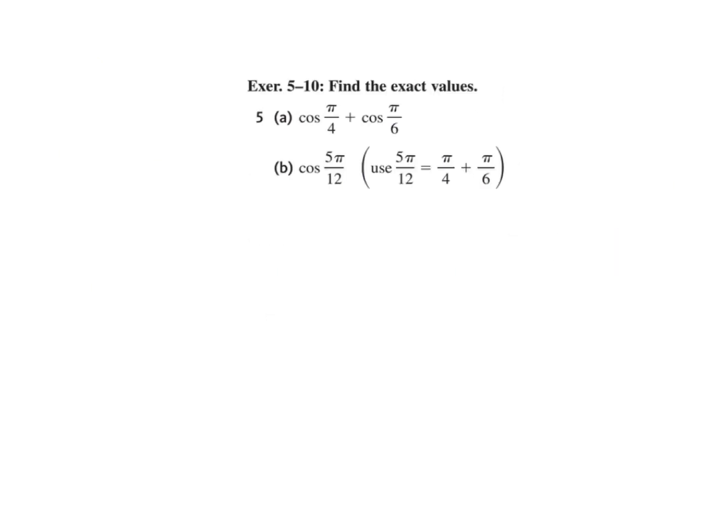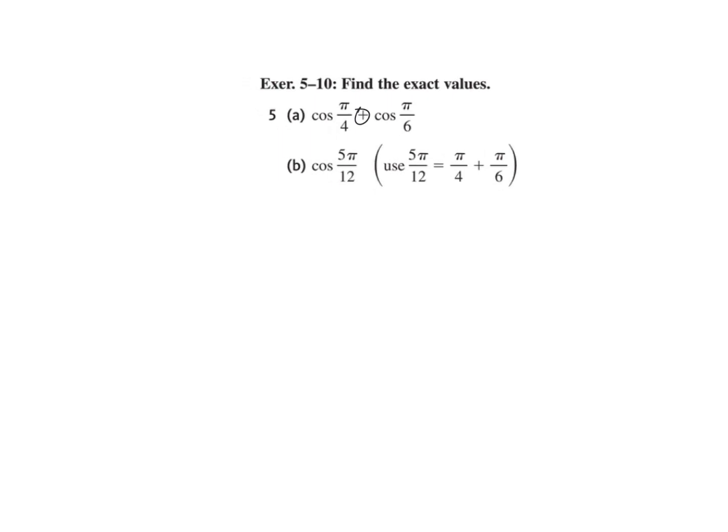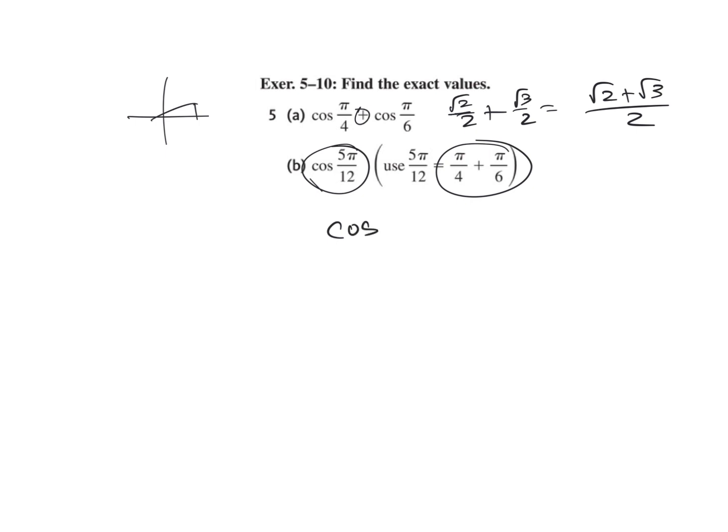All right, find the exact values. So here we have the addition of two cosine values. And the x value of pi over 4 is going to be square root of 2 over 2. And the x value of pi over 6 is square root of 3 over 2. So this is square root of 2 plus the square root of 3 all over 2. And now we have the cosine of 5 pi over 12. It says to use this, so we do the cosine of pi over 4 plus pi over 6, with the cosine of that whole thing.